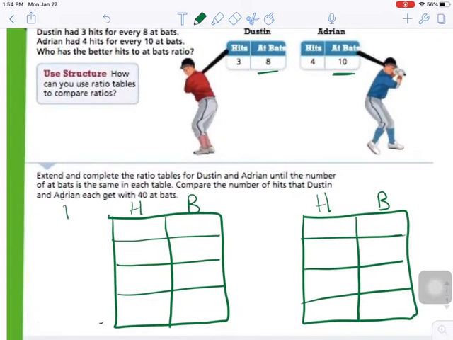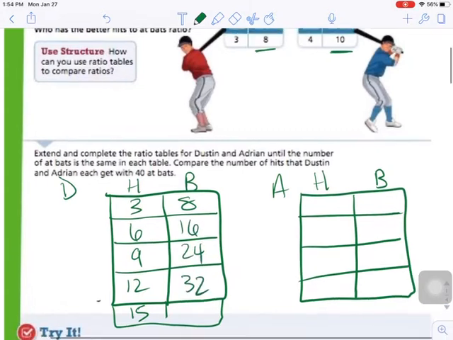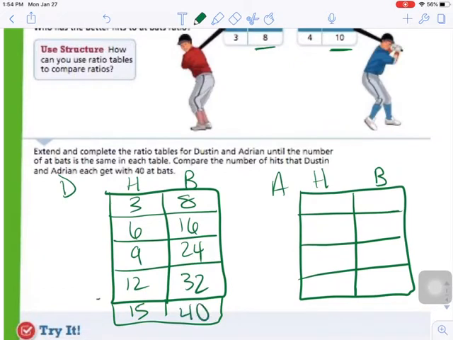So the first I'm going to do is Dustin. I'm also going to do Adrian's. So Dustin is 3 to 8. Again, in our previous videos, you can either do repeat addition or multiplication. So we're going up by 3s each time for the hits. I'm going to make one more, go up to 15. And then my 8s are going up by 8 each time, so 16, 24, 32, and 40.